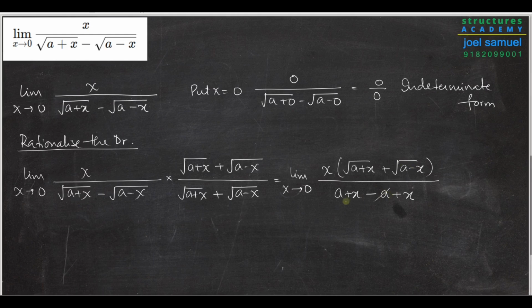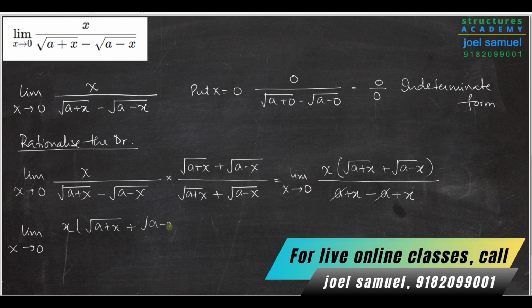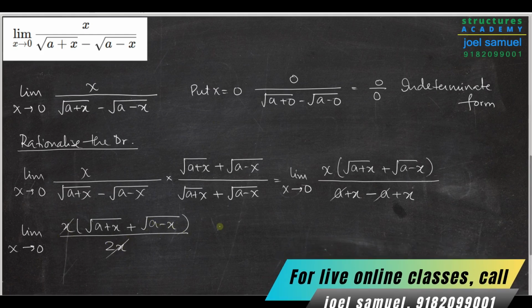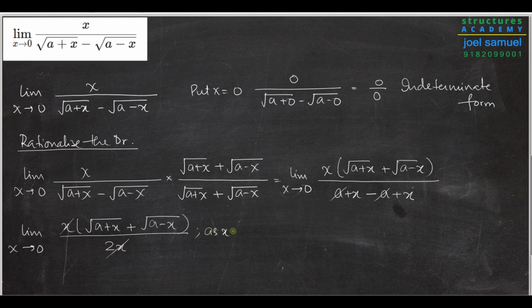So I can cancel the plus and minus a's, and then this expression is reduced to the limit as x approaches 0 of x into (square root of a plus x plus square root of a minus x) divided by 2x. So I can cancel the x's and declare x is not equal to 0. So this whole expression is reduced to the limit as x approaches 0 of (square root of a plus x plus square root of a minus x) divided by 2.